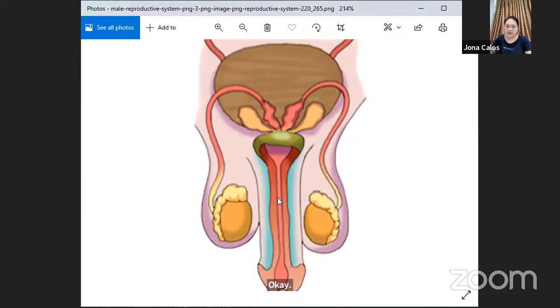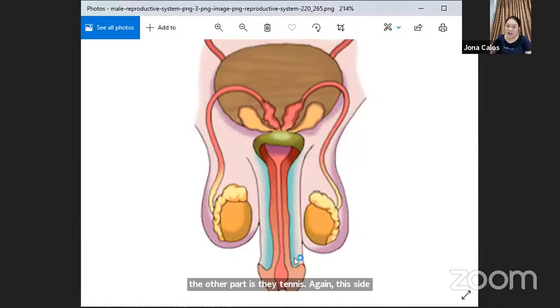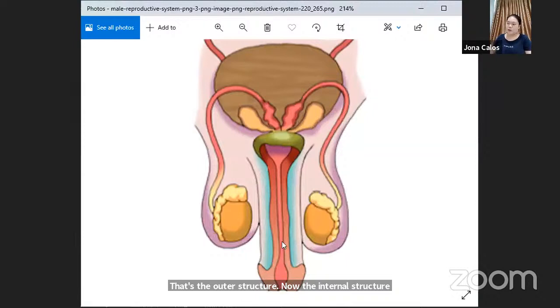Okay, here. So this one, the outer part, is the penis. Again, this side will be filled with blood because these ones are filled with blood vessels. That's why it's able to erect. And the outer part here, the one that sags, is the scrotum. That's the outer structure.